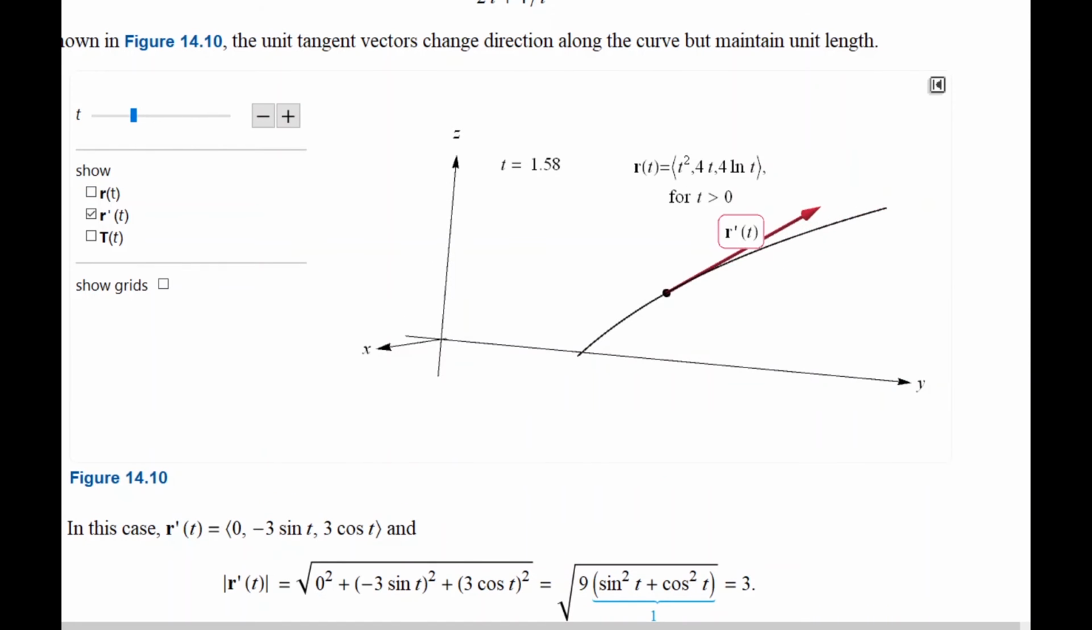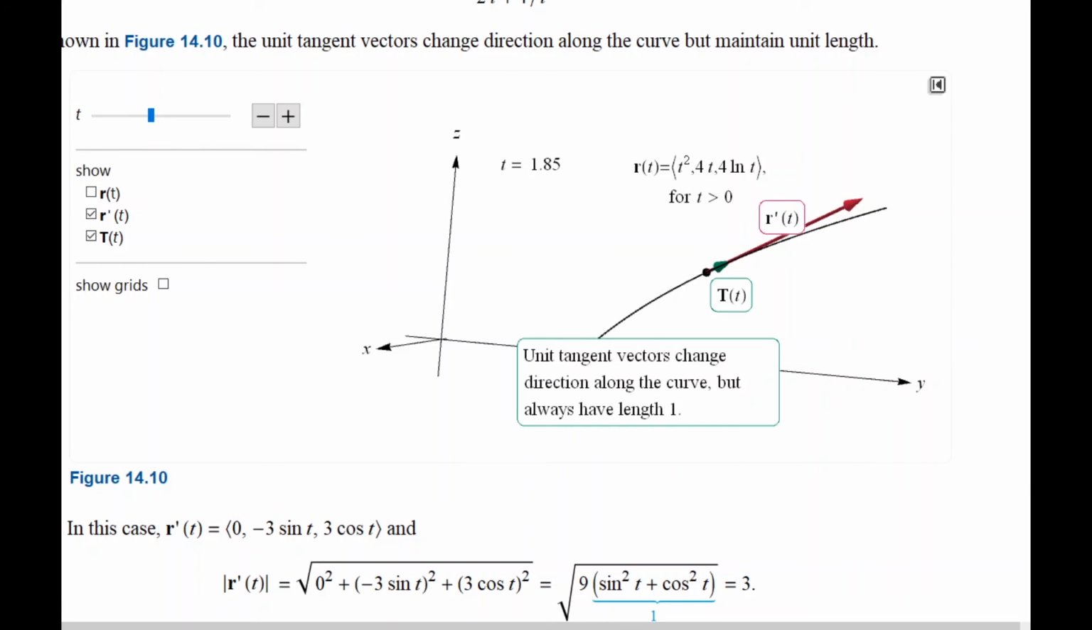Okay, and that's nice, and it also gets longer as t increases, as we've seen. So it's shorter here and then gets longer as you move along. But we want a unit vector in that direction, so we could divide r prime by its magnitude to get the green vector. And now notice that the green vector always has unit length as you move along this curve.